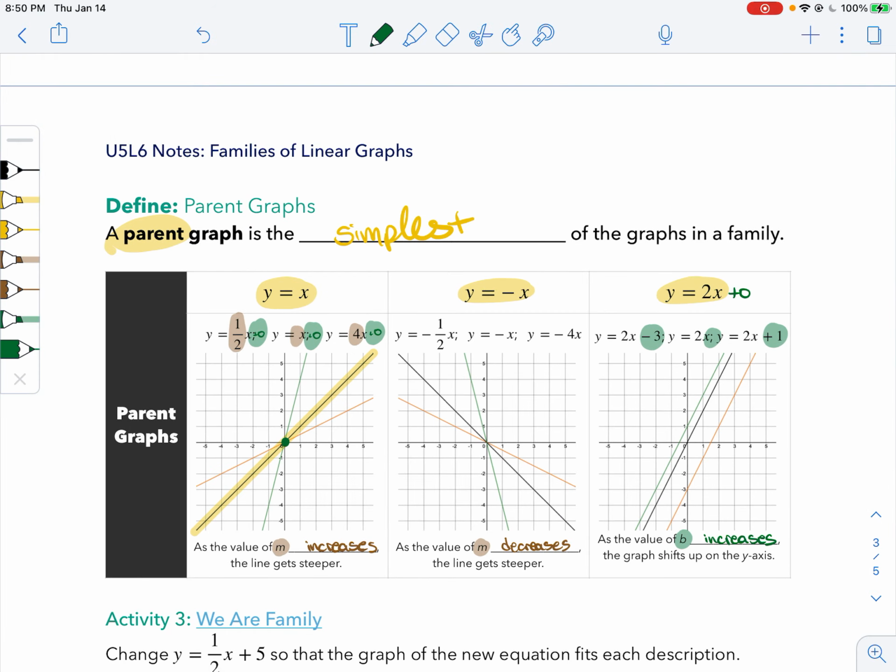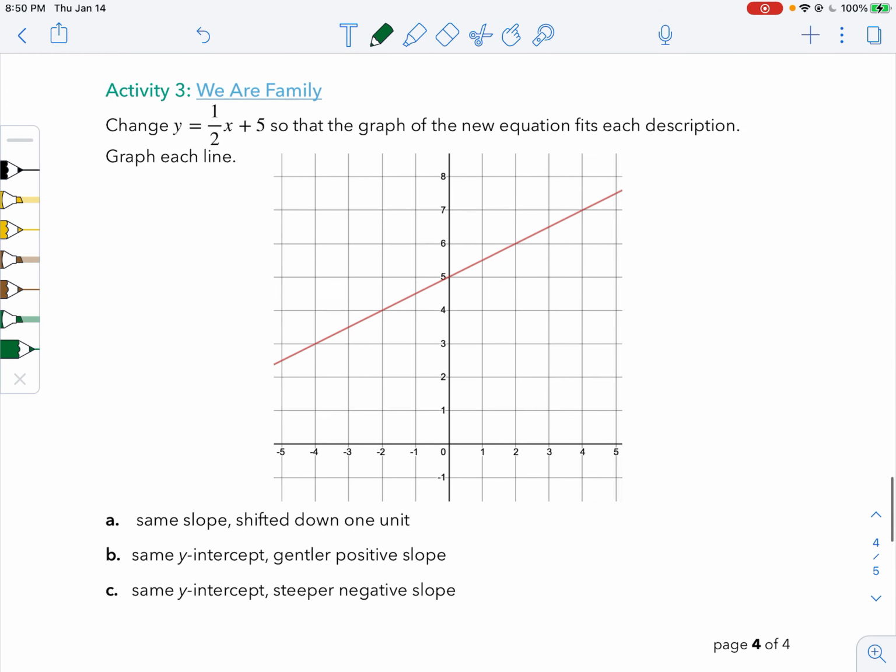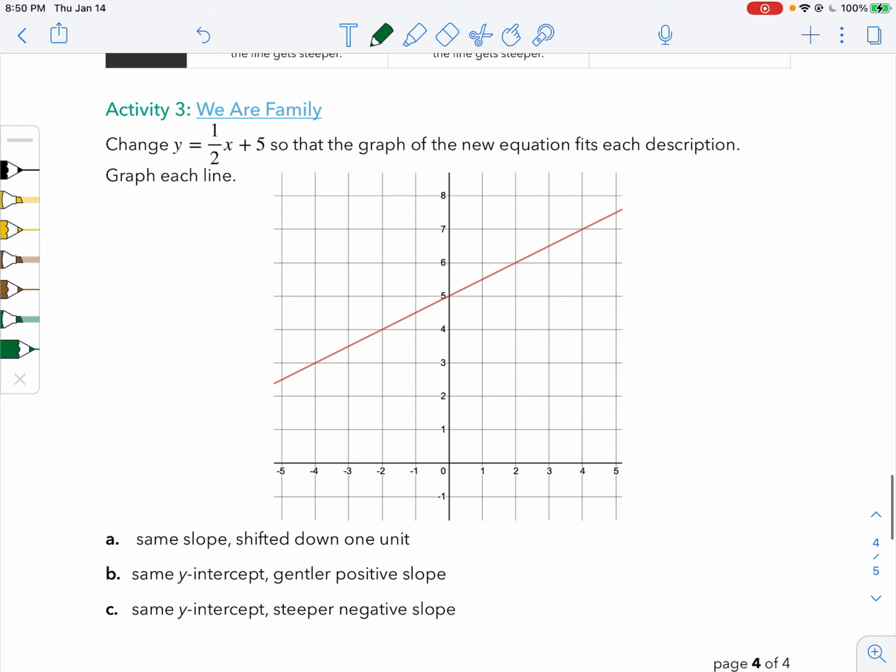This is another way to help us graph. Instead of just starting at the y-intercept every time, we can just take an original graph and just shift it up. So here we've got this line. I'm going to highlight it in this pinkish because it's already this pinkish color. y equals 1/2 x plus 5. We want to change this graph.